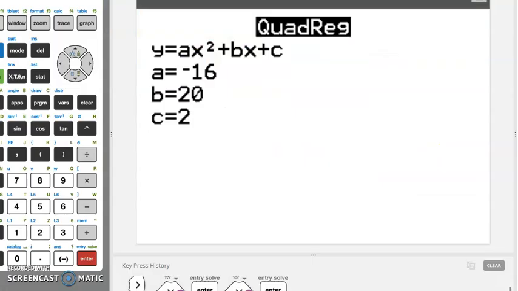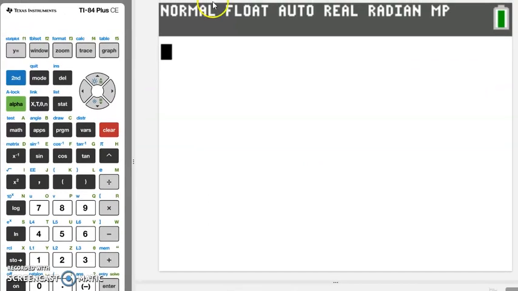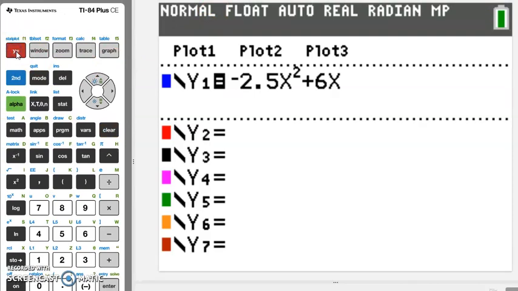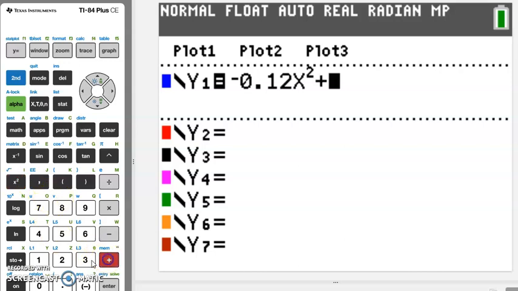So let's open up our graphing technology. I'm going to clear this and put that equation in. So it's y equals negative 0.12 x squared, and then we're going to add 3x.